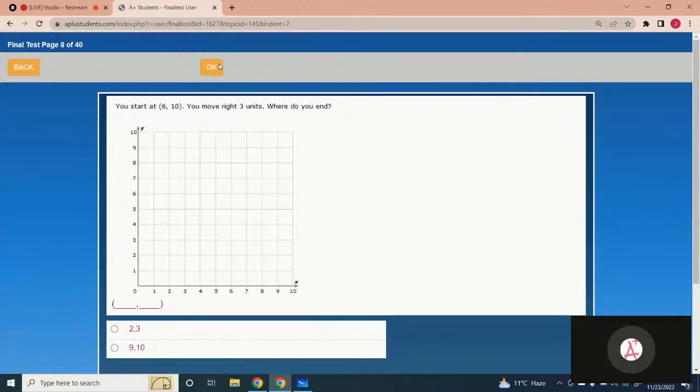Okay, you start at 6, 10, and you move right 3 units. Where do you end? Right means you have to move 3 units forward on the x-axis. Got it? So the x coordinate is 6. Just add 3 to the x coordinate. The point is 6 and 10.